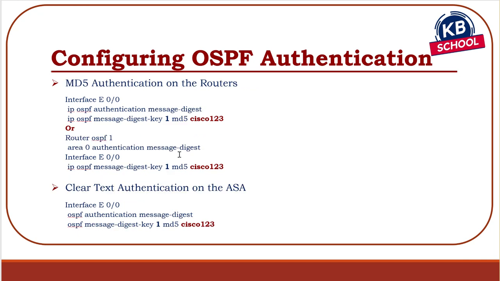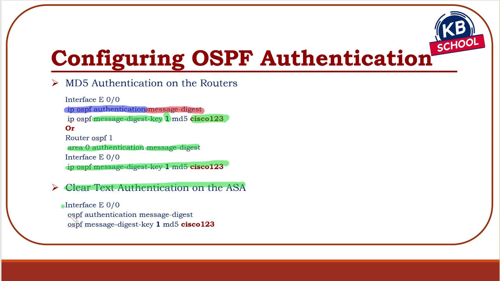So for MD5, same concept. The command for setting up authentication is IP OSPF authentication. This was the same command for clear text, but I complemented it with message-digest, making it MD5. And the way you set the key is IP OSPF message-digest-key 1, the key ID, MD5 is a keyword, then MD5 Cisco123. Again, if I want to do it globally: router OSPF 1, area 0 authentication message-digest, and then under the interface, just a key.